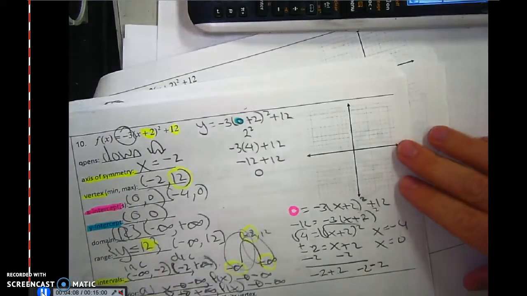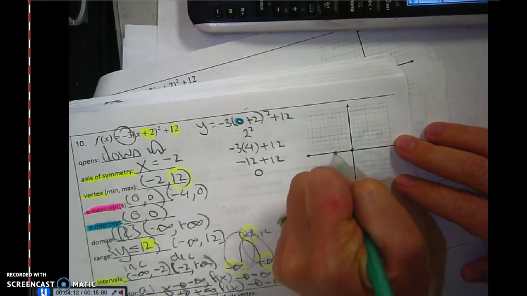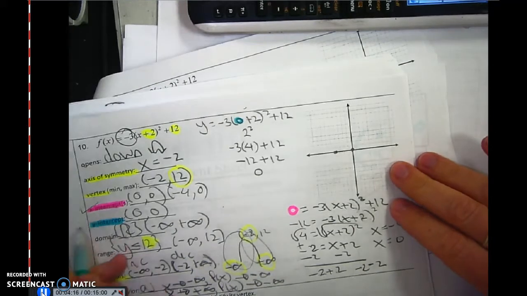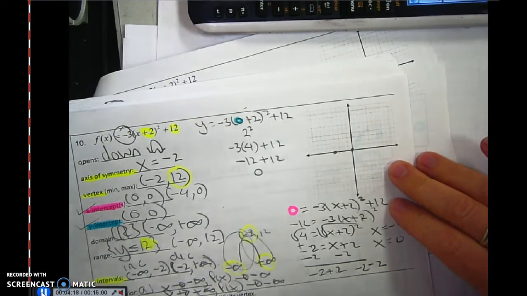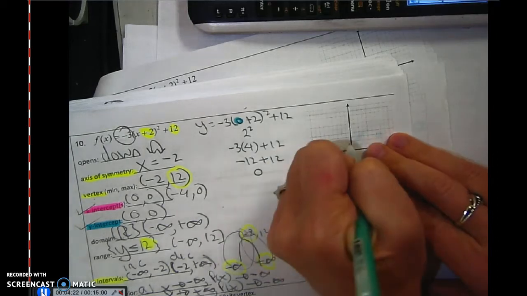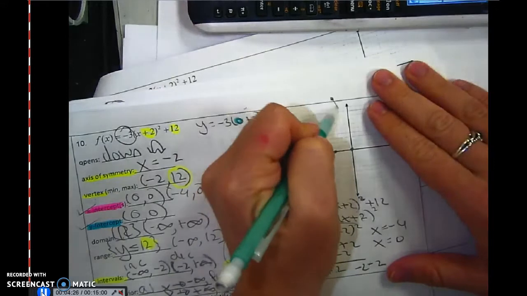So I'm going to plot this now. 0, 0, 1, 2, 3, 4, negative 4, 0. And then that covers the x-intercept. It also covers the y-intercept. The vertex is negative 2, 12. Okay. That looks like that's right there. I'm going to graph it.